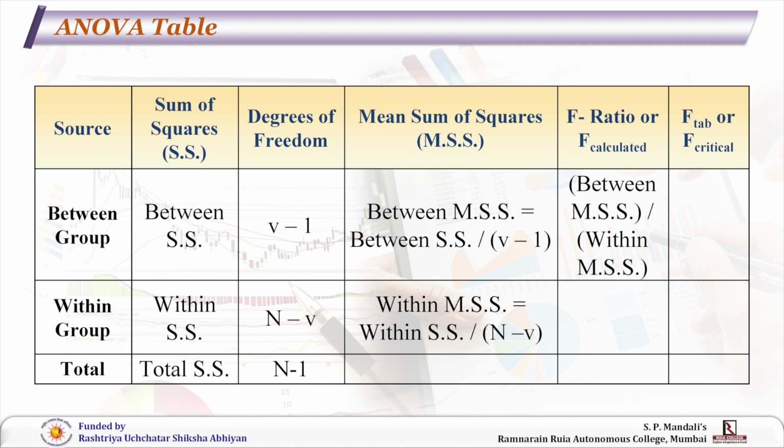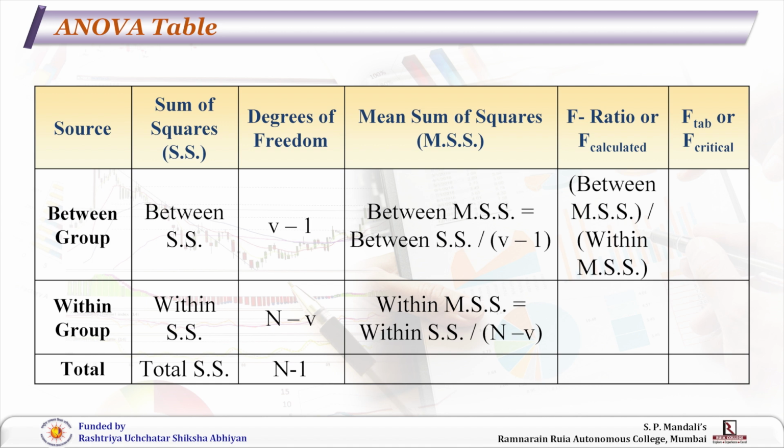The degrees of freedom for total sum of squares is N minus 1 because the total number of observations is capital N. Since we have V treatments, the degrees of freedom for number of groups is V minus 1, and for the within sum of squares, the degrees of freedom of within group is obtained by subtraction of between group from the total.